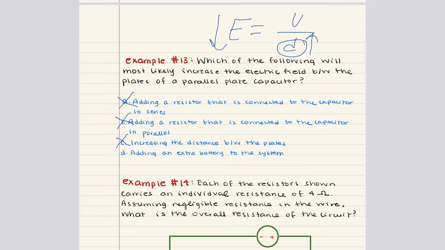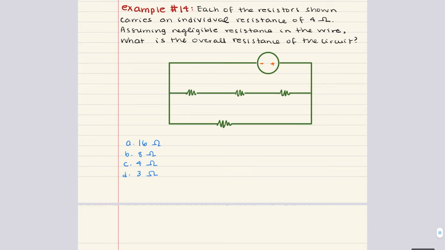D says adding an extra battery to the system. So batteries provide potential difference or voltage. If we connect an additional battery in series with the existing one, the total voltage applied across the capacitor will increase. Since the electric field is directly proportional to the applied voltage, increasing the voltage will directly increase the electric field between the plates. And so this answer choice is actually the correct one. 13 is D. Moving on to problem 14.